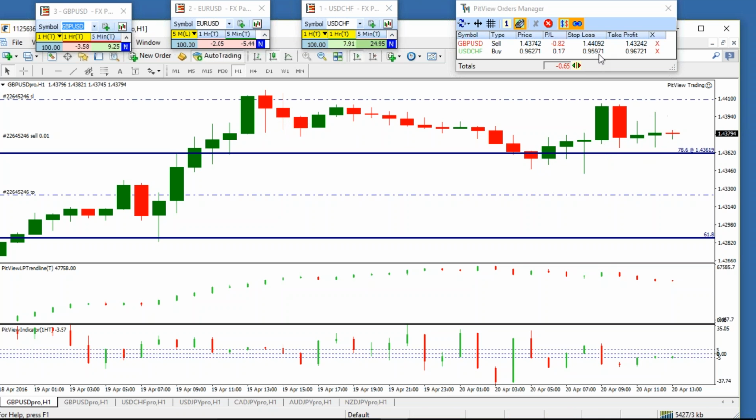I moved my stop. You can see here I moved my stop just above this swing high. So I moved it down a bit. My stop's right now right above this swing high at 1.44092, roughly 35 pips from my entry. And I still have my take profit 50 pips away. I was risking 50 to make 50. So I still have my take profit 50 pips away at 1.43242.